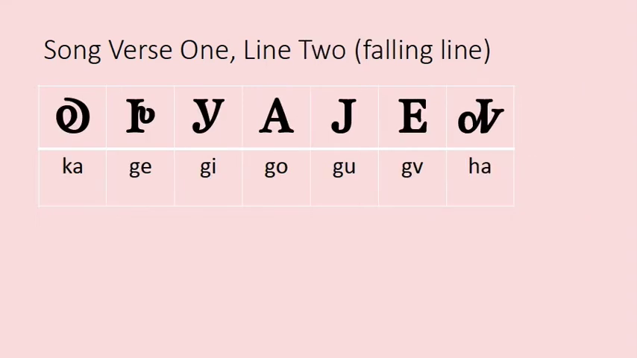The first line rising there. The second line is falling. Ka, ge, gi, go, gu, ga, ha. Again, it's extending across the lines of the rows of the syllabary into the ha line here.